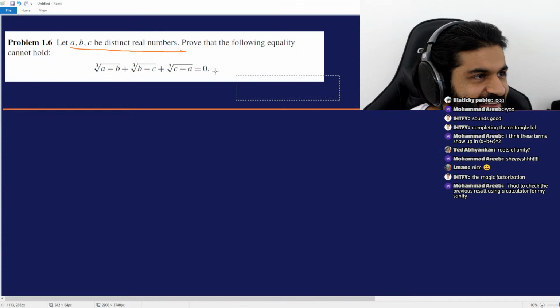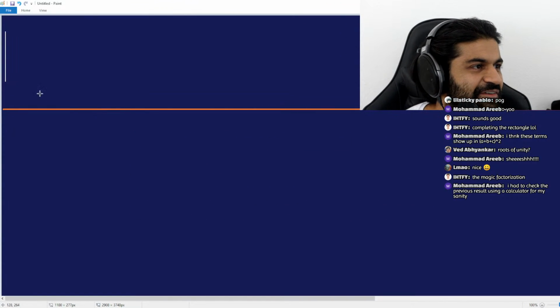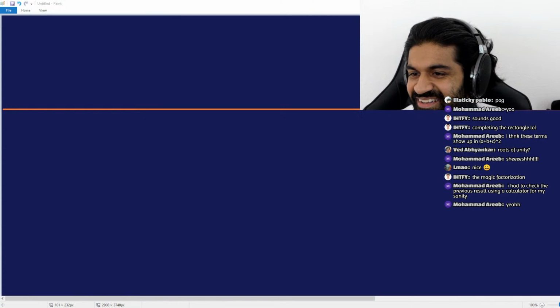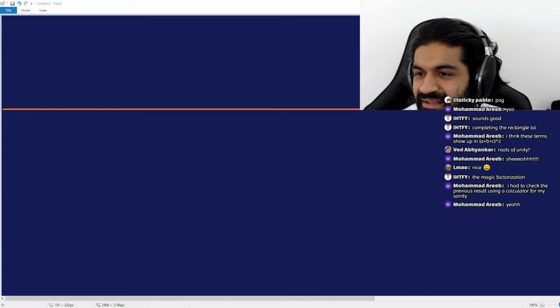Let's see if I can find a different one to do together using this magic factorization, as it's being called. Let's see here. Oh, this one's interesting. A little bit of geometry. Let's see here.